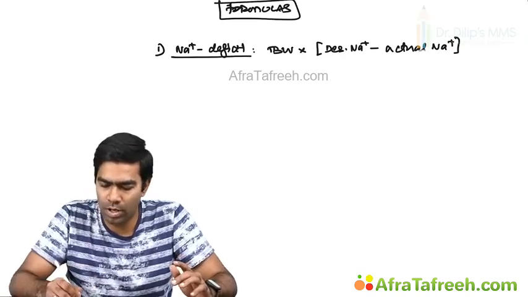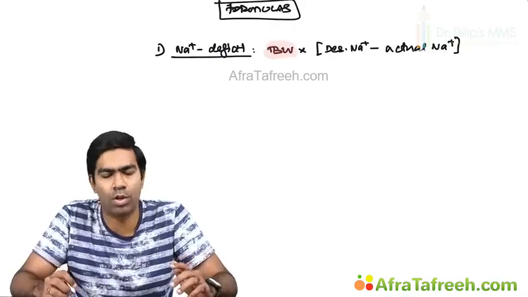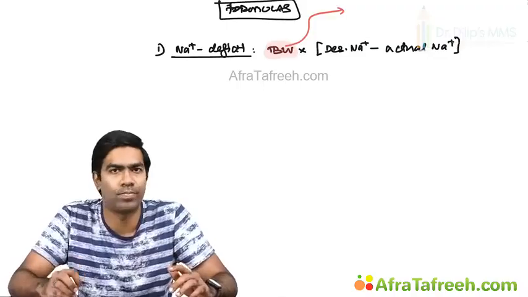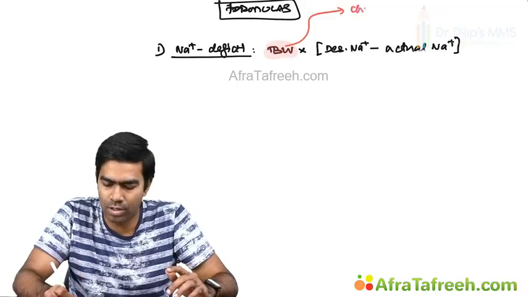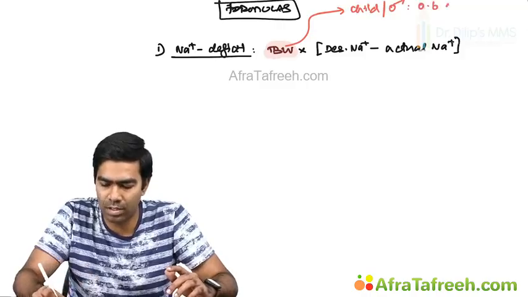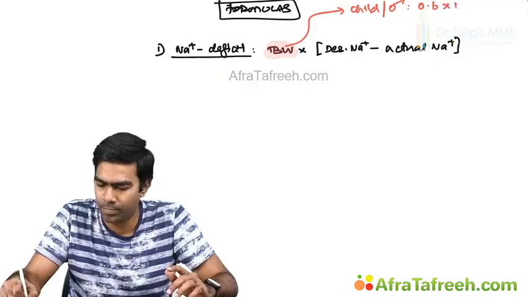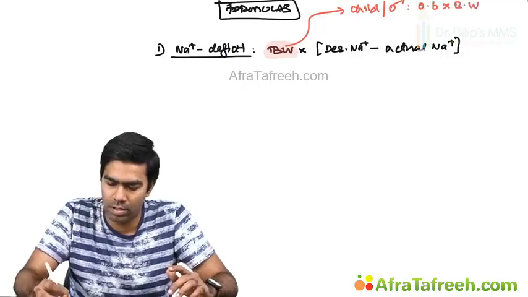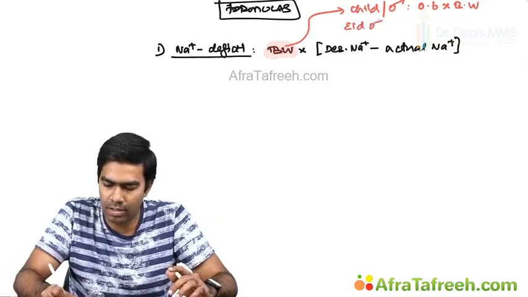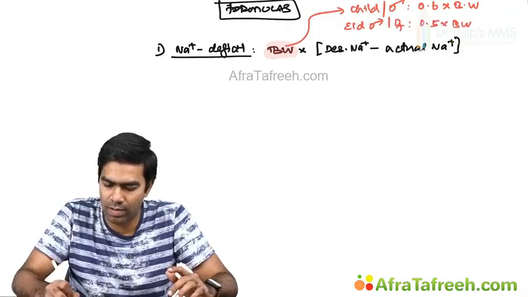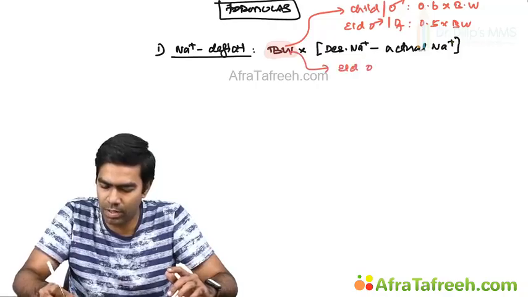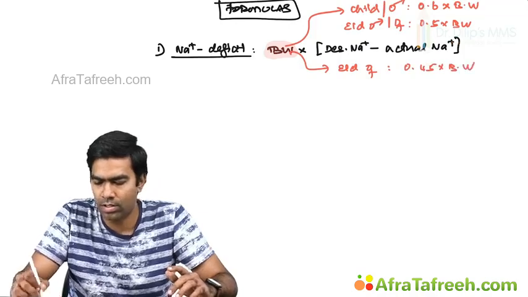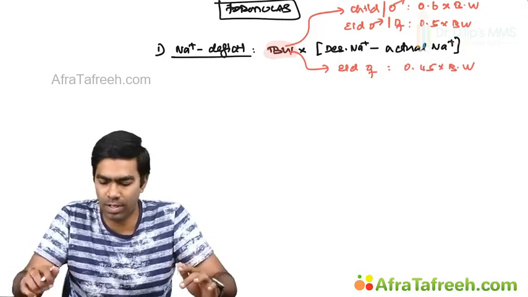So again here the total body water is something important now because it varies according to the age. For example, in children and adult men, it will be 60% of the body weight. Whereas in elderly men and in women, it's 50% of the body weight. And in elderly women, it is just 45% of the body weight. So again, it depends on the age. So I have to be very careful.